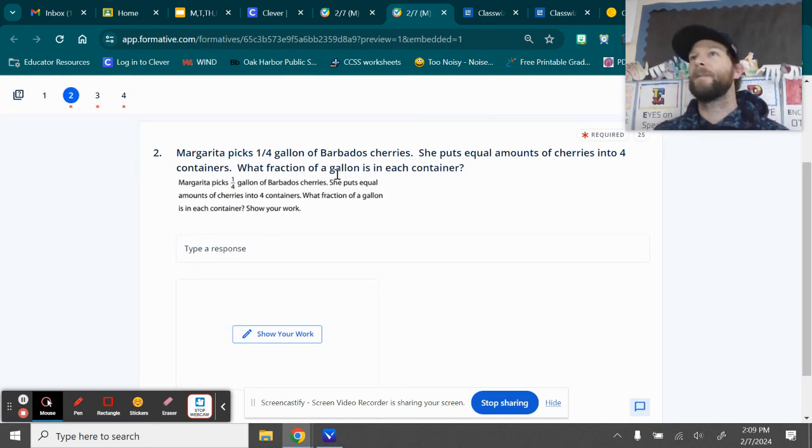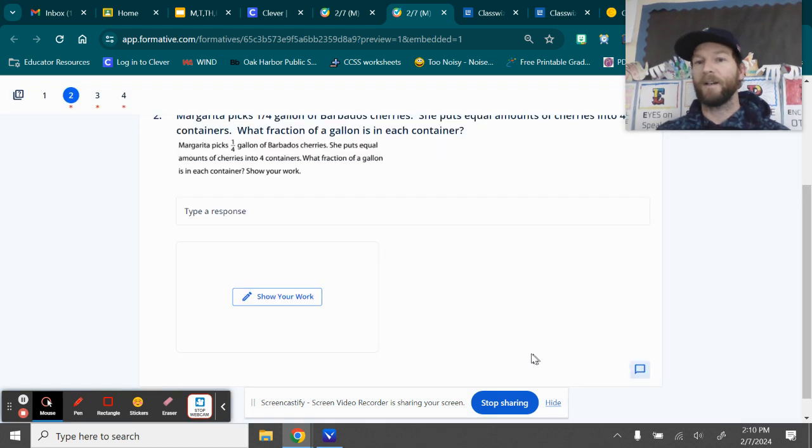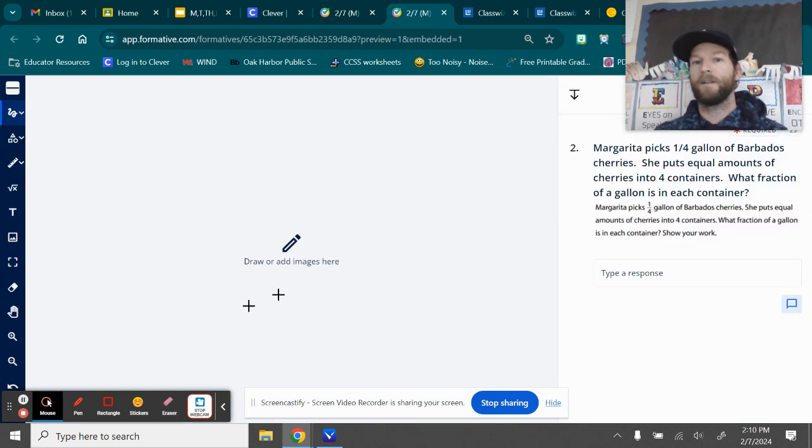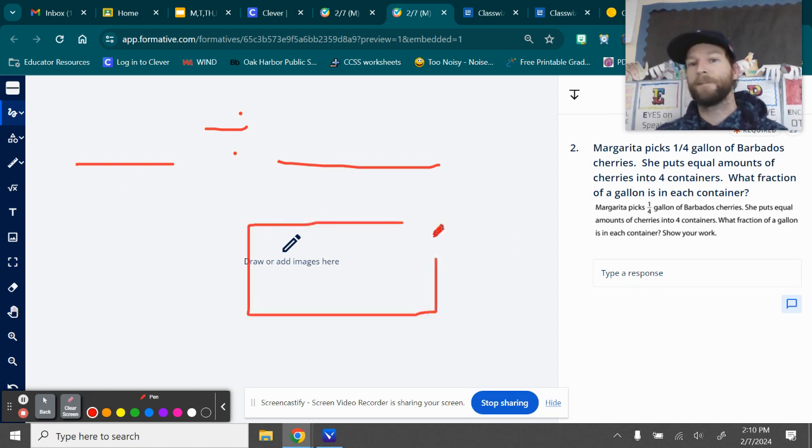Margarita, I typed this twice. That's why it's on there twice, because the picture's really small. But you can click it to make it bigger. Margarita picks 1/4 gallon of Barbados cherries. She puts equal amounts of cherries into 4 containers. What fraction of a gallon is in each container? So again, on the show your work, you should probably have an expression showing what she is dividing up, and maybe a picture.